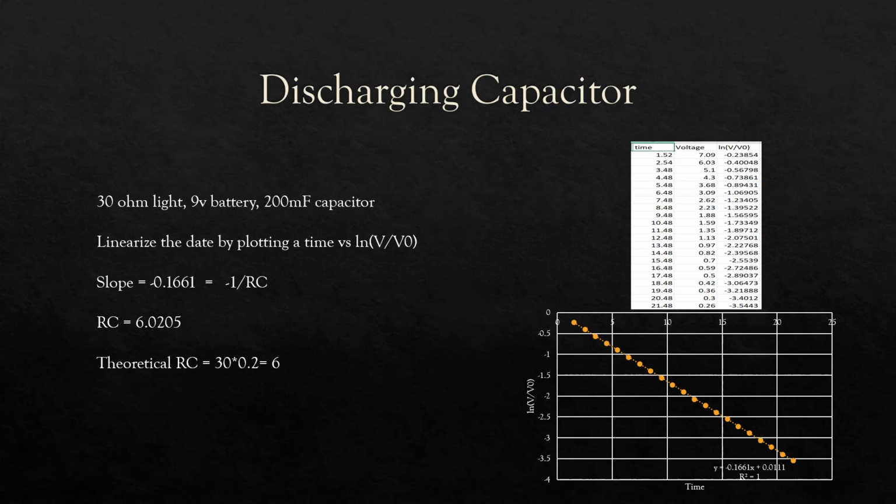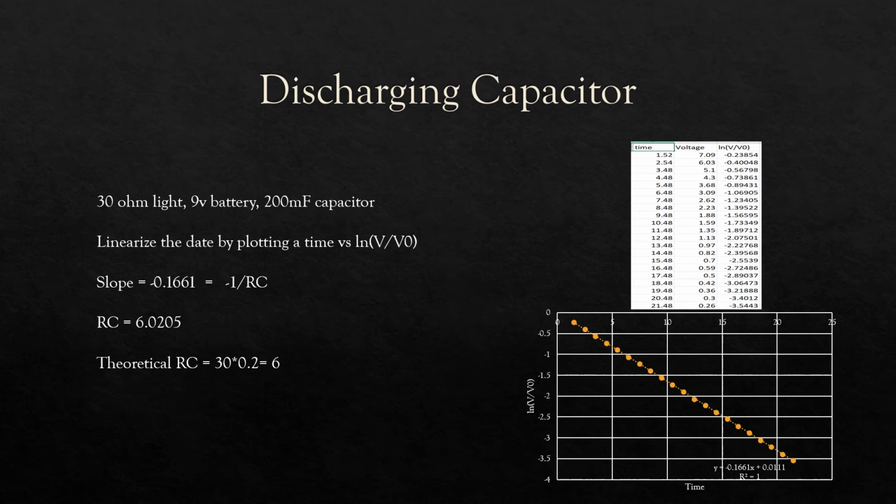In this part of the experiment, we were looking at the time-dependent voltage across a discharging capacitor. We used a 30 ohm light bulb, a 9-volt battery, and a 200 millifarad capacitor. We charged up the capacitor with the battery, then removed the capacitor from the circuit, reconnected the circuit, started a timer when we did that, and watched the voltage at certain times to see how quickly it was dropping.